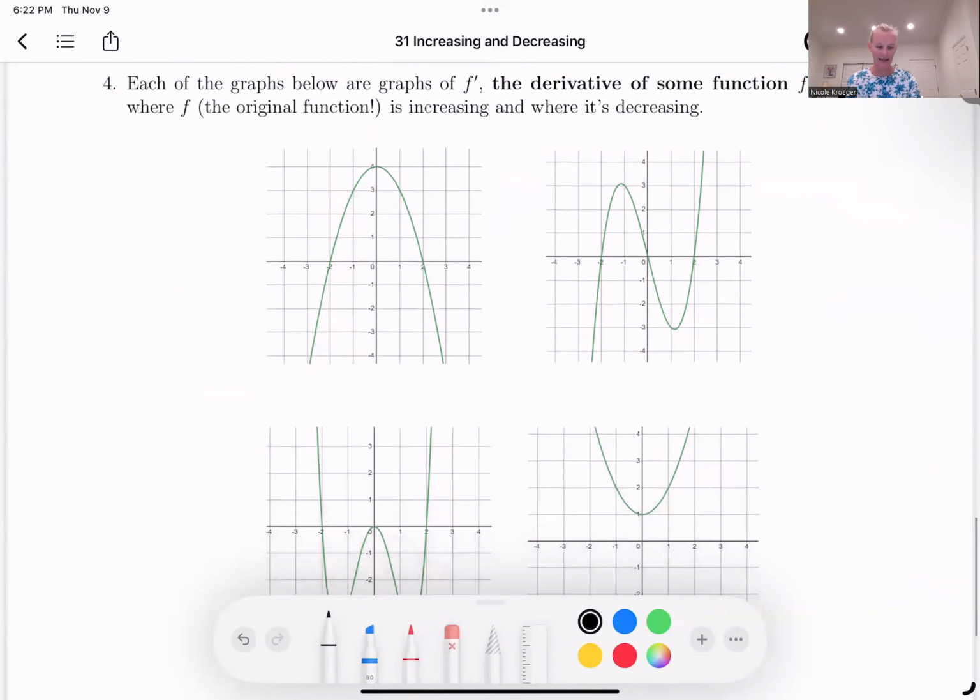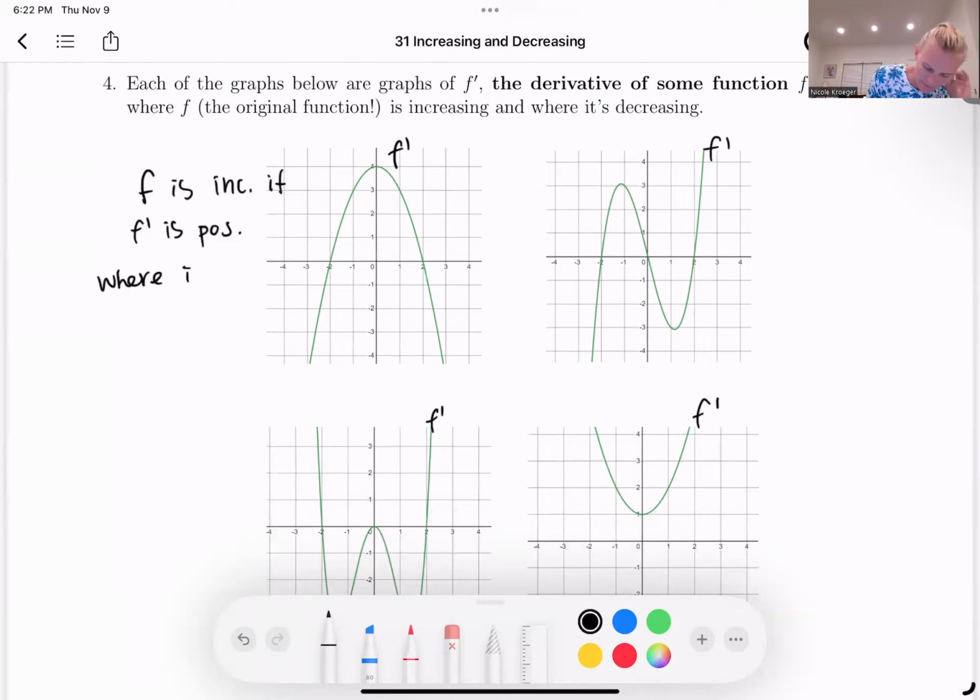In this next example, I've given you the graph of f prime. These are each the graphs of a derivative. And I want to know, where is the function f increasing? Where's the function f decreasing? So you want to get out of the mindset of those last examples, okay? So we know that f is increasing if f prime is positive. So we're asking ourselves, where is this graph positive?